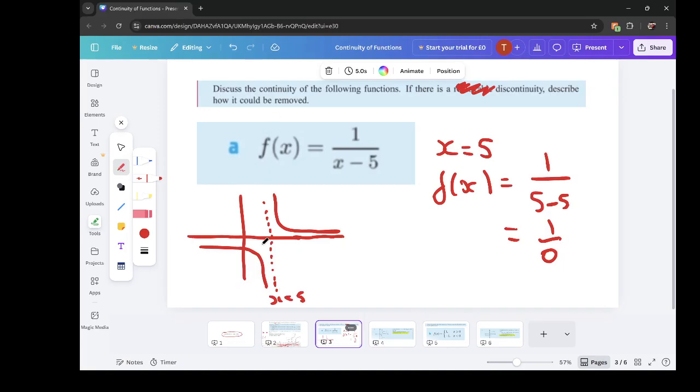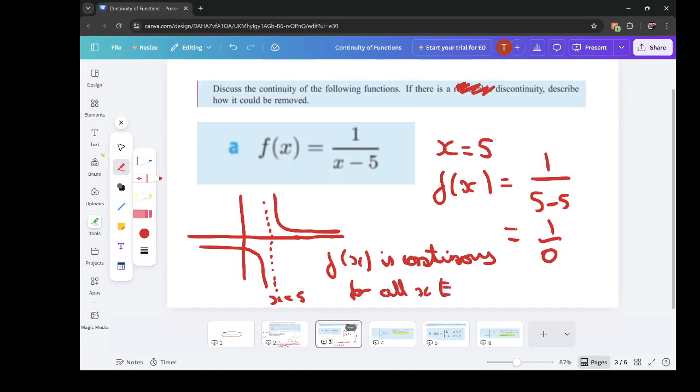Yes? So that means when we write the continuity of f of x, f of x is continuous. How do you spell continuous? Continuous. Yes. f of x is continuous for all x element of real numbers, except, you put a comma here, x cannot equal 5. That's how you illustrate the continuity of f of x.